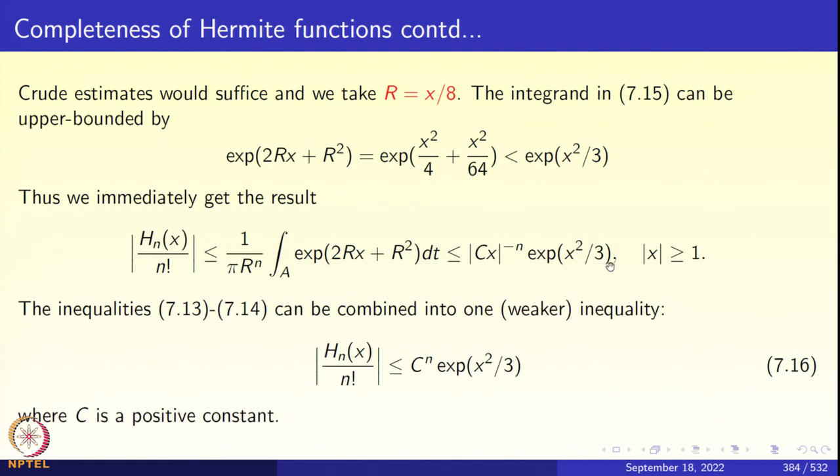In the other case, what did we get? When mod x is less than or equal to 1, it is simply 2 to the power n. The c there was 2 to the power n, and anyway, e to the power x squared by 3 is bigger than 1. So both those inequalities for mod x less than or equal to 1 and for mod x greater than or equal to 1 can be combined in one weaker inequality, namely 7.16. Mod of H_n(x) upon n factorial is less than or equal to c to the power n exp of x squared by 3, which displays 7.16 in your slide. This is a very crude estimate, but that estimate will suffice for our purpose.